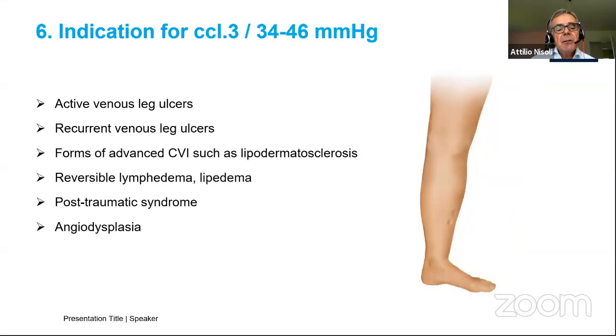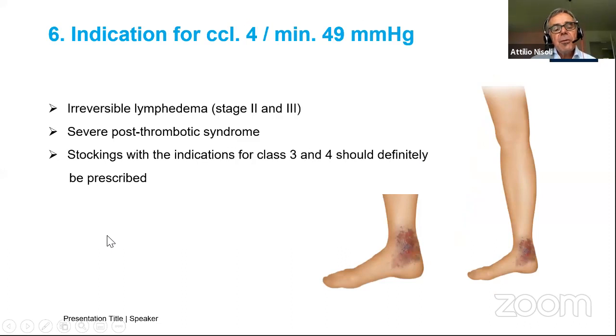Compression class 3, active venous leg ulcers, recurrent venous leg ulcers, post-thrombotic syndrome, I should say, yeah, and angiodysplasia. Indication for class 4 with a minimum of 49 millimeters of mercury at the ankle. It's always the ankle pressure. Irreversible lymphedema, stage 2 and stage 3.